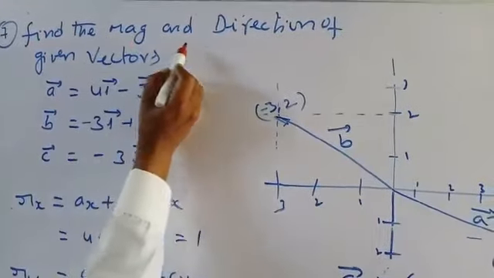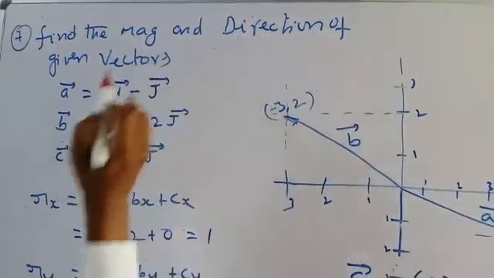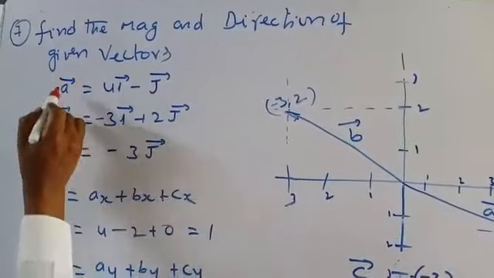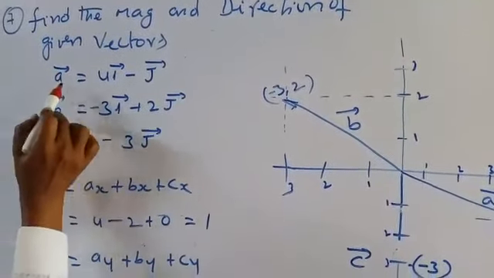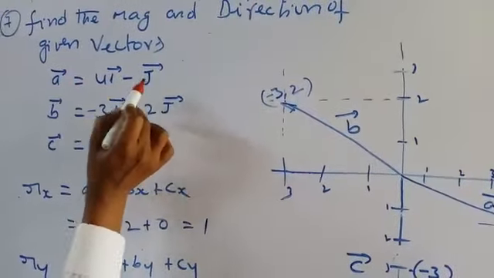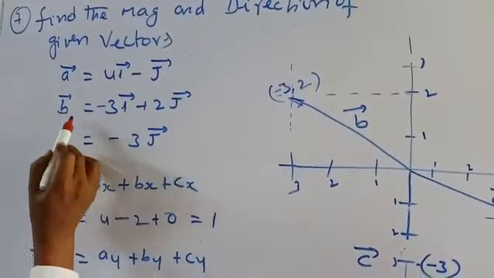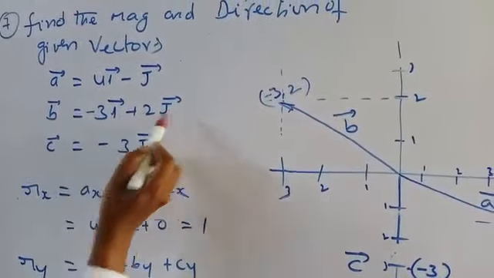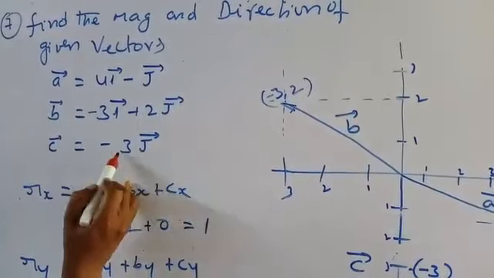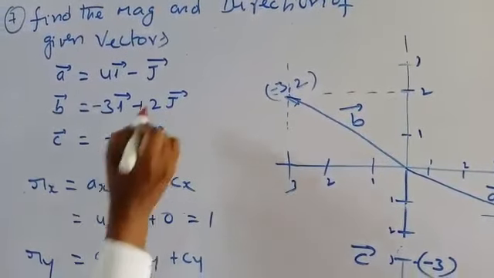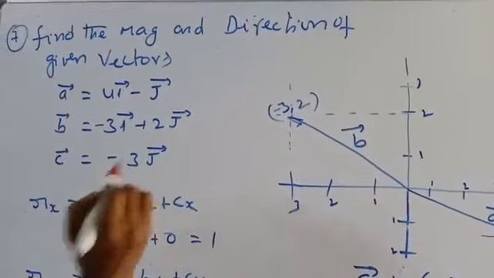Find the magnitude and direction of given vectors. Here 3 vectors are given. A bar is equal to 4 i bar minus j bar. B bar is equal to minus 3 i bar plus 2 j bar. C bar is equal to minus 3 j bar. This problem can be solved by using addition of vectors.